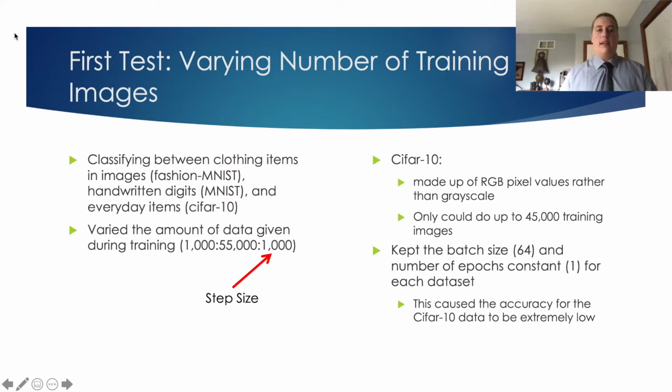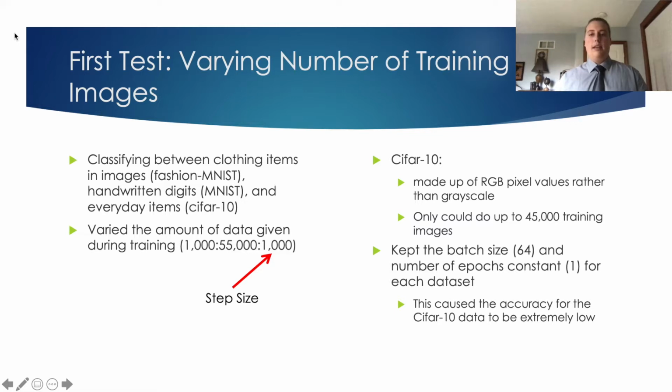So my first test was that I varied the number of training images, because this is the question that I had to start. I was classifying between all my 3 data sets, so FashionMNIST, MNIST, and CIFAR10. And I varied it from 1,000 to 55,000, with a step size of 1,000, so what this means is it will go every 1,000. So to start off with 1,000, 2,000, 3,000, and it'll go all the way up to 55,000.